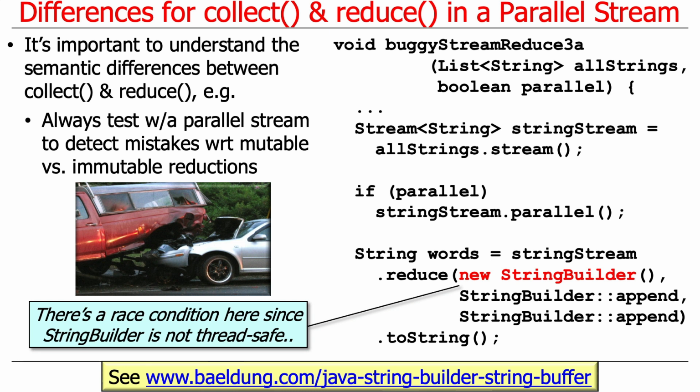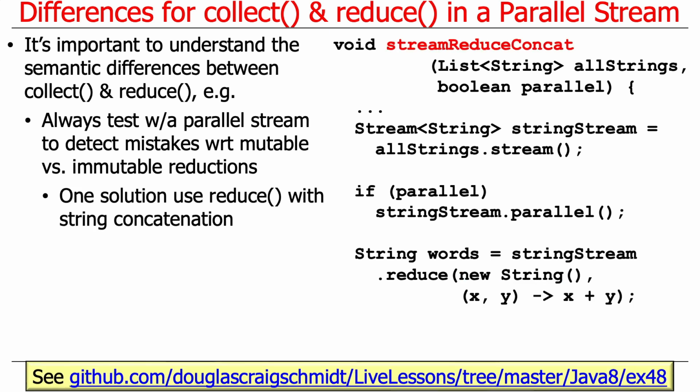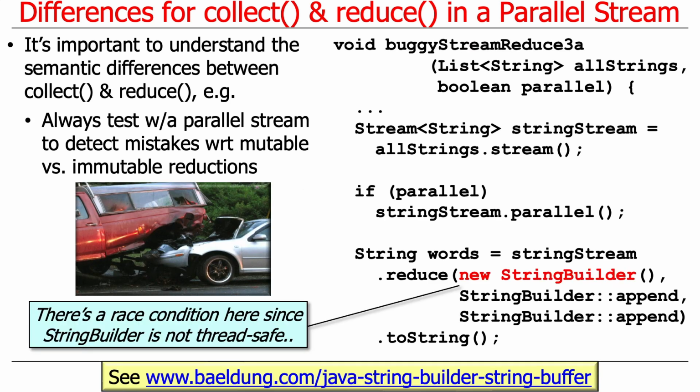And the problem here is there are race conditions since string builder is not thread safe, and moreover, we're making too many copies of this stuff. So there's a couple of different ways to solve this. One way to solve this problem is to use reduce with string concatenation. The problem over here was that string builder is not an immutable object. It's one object that's mutable, and we're mutating it, which is bad.